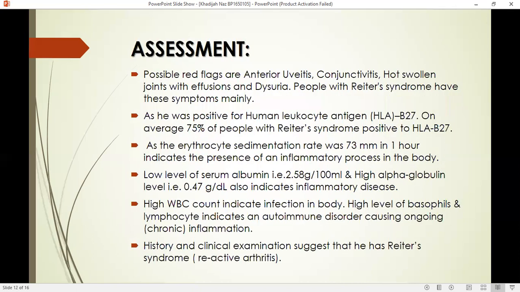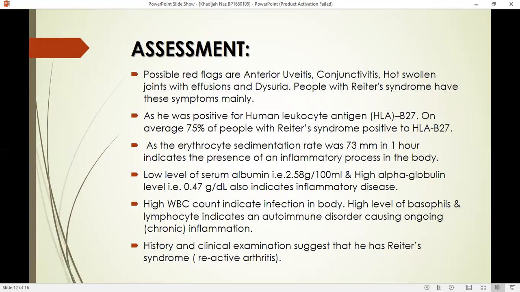Assessment. Possible reflex are anterior uveitis, conjunctivitis, hot swollen joint, and dysuria. Usually, people with Reiter syndrome have mainly these symptoms. He is also positive for human leukocyte antigen, that is HLA-B27, and approximately 75% of people with Reiter syndrome are positive for HLA-B27.